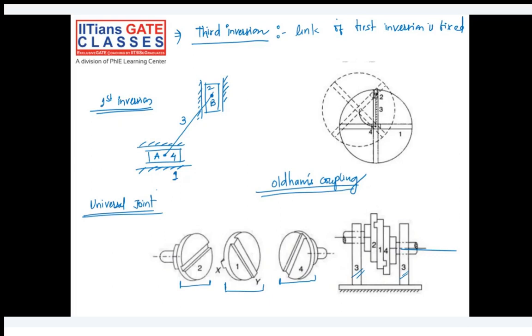But in universal joint, they are crossing each other, or hook joint, you can say that. That is how you will make it whenever we have angular misalignment. So basically one shaft is at one particular angle, and another shaft is not at the same line but at some other angle. In those situations, we can go for universal joint.